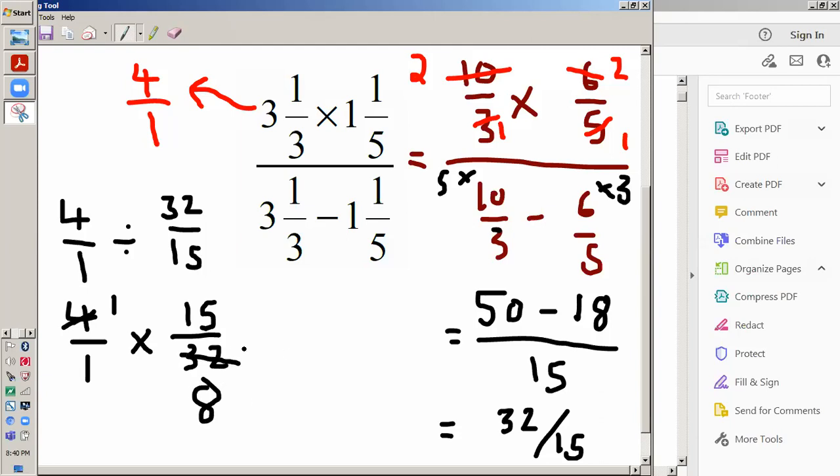Can anything else cancel? Can 8 go into 15? No. So when nothing else can cancel, you multiply across. 1 times 15 is 15, and 1 times 8 is 8. All right. And then if you want to, you can write it as a mixed fraction. Someone tell me what this is as a mixed fraction? 1 and 7/8. Awesome. Very good. So these are our answers. Any questions?